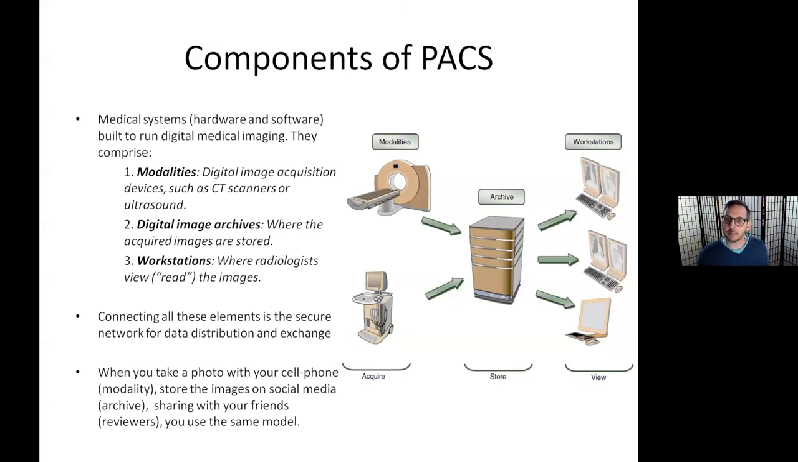It's the same process with PACS, and it's digital too. The thing is, a JPEG image, like what you take with your phone, is not going to be the same as a medical image. Those medical images are standardized, and that's what DICOM's all about, standardizing the format of those medical images.